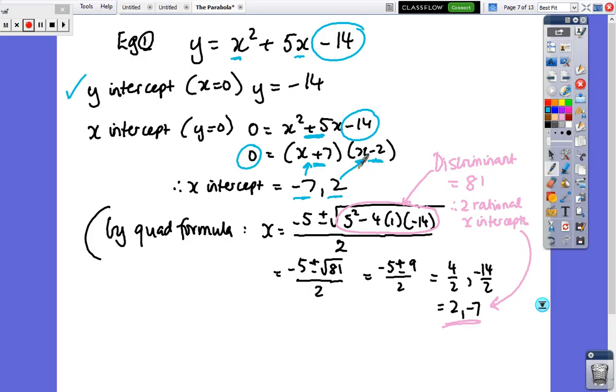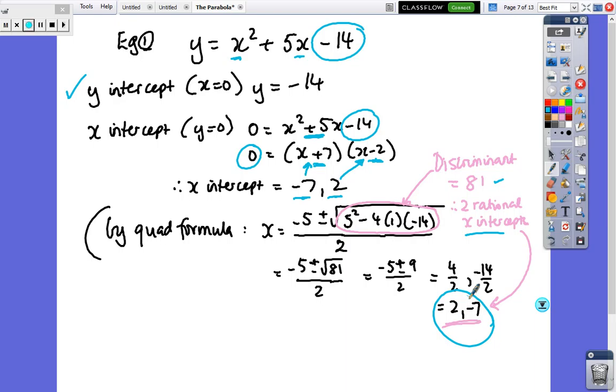Now if I use the quadratic formula, I'll get the same answer, but just to prove that, I showed you all the steps, and then just to show that the discriminant was a nice number, the discriminant when I worked it out was equal to 81, which is a perfect square, so the answers were 2 rational numbers, which were 2 and minus 7. So you don't have to do both methods. Sometimes the quadratic formula is just as easy if you can't factorise quickly.